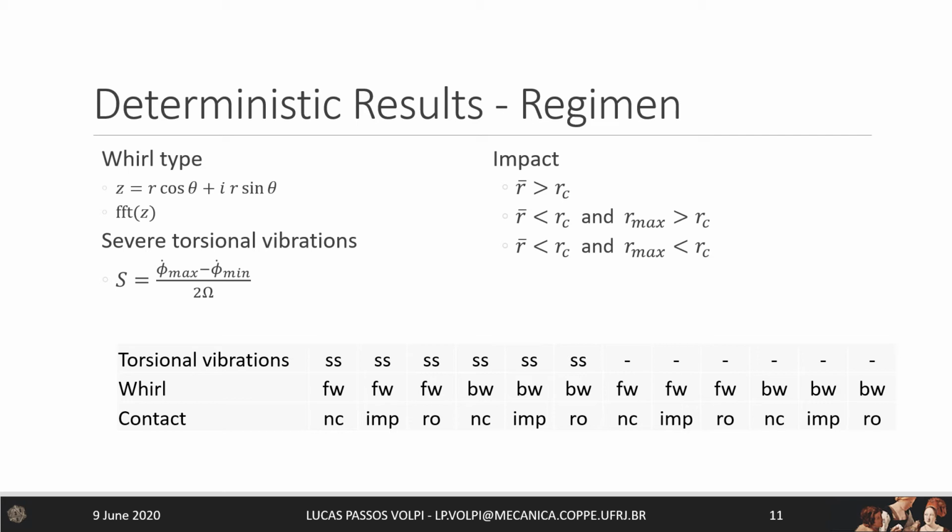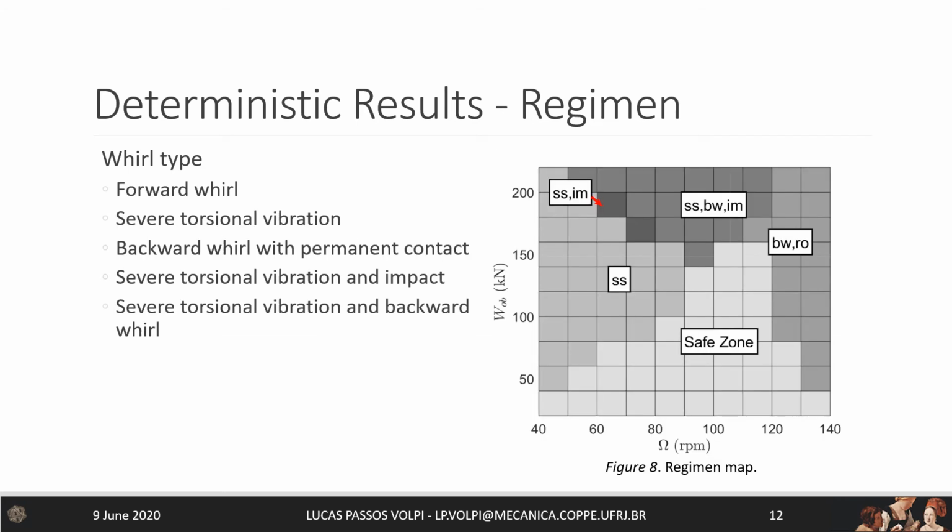If we gather all possible combinations of phenomena, there are 12 distinct regimens. However, not all of those are expected. For instance, a backward whirl without contact should not be observed. Different drilling configurations were explored with the deterministic model.